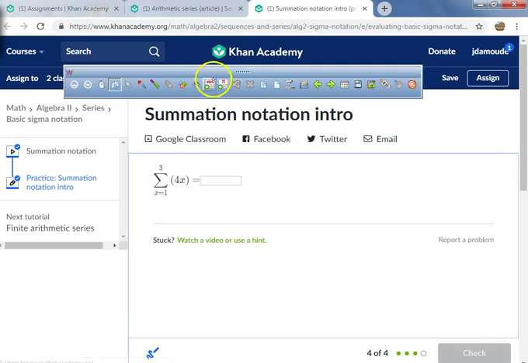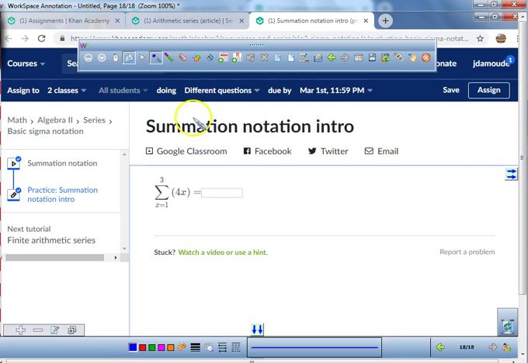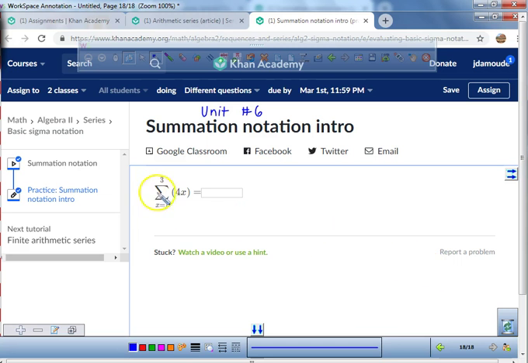Okay, we're doing summation notation. All right, this is going to be our unit 6. We're dealing with sequences and series. So here's what I want you to write. Write it. Unit number 6. We're doing summation notation. This right here is the sigma sign. And the sigma sign, we're going to show you how this works. That's what the summation notation is dealing with.